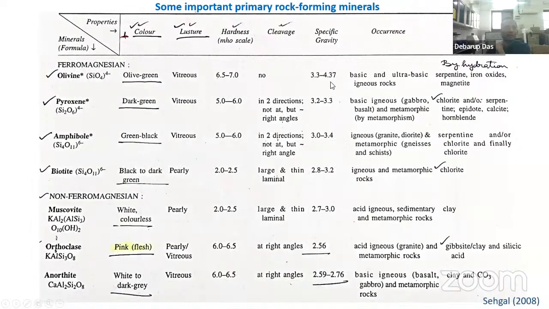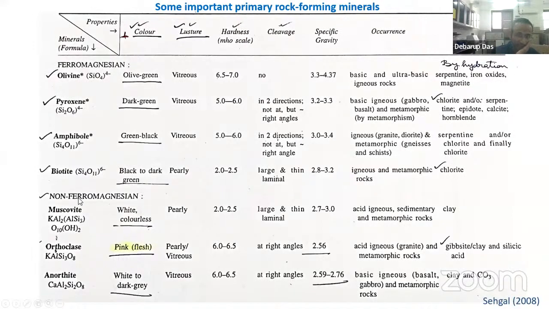Specific gravity, they will not ask as such, except for some specific minerals. Say for quartz, they may ask. Some feldspars, they may ask. And they may ask whether it is a heavy mineral or a light mineral, like that. So for every mineral, you do not have to remember this. For some, like those underlined, you may remember this, or at least remember which are the light and which are the heavy minerals.